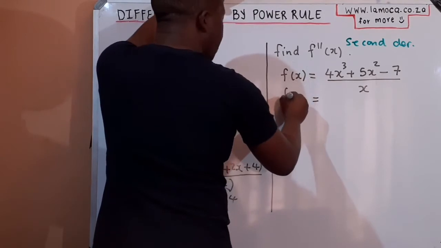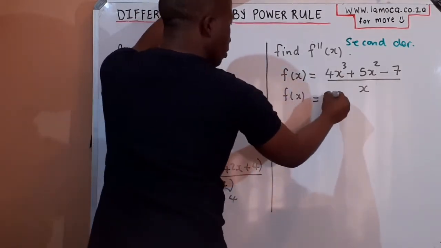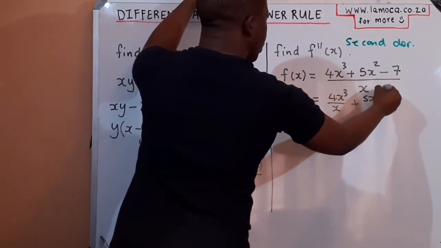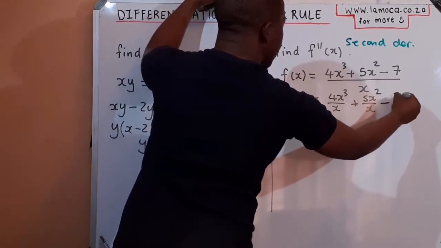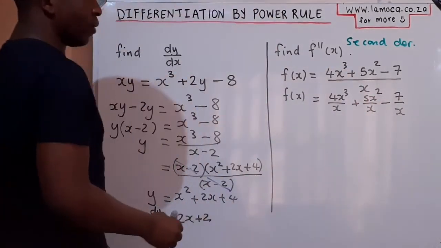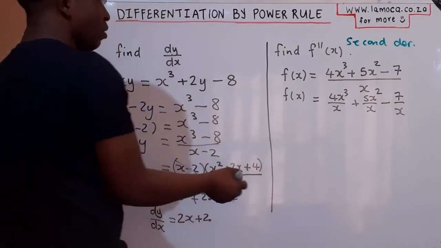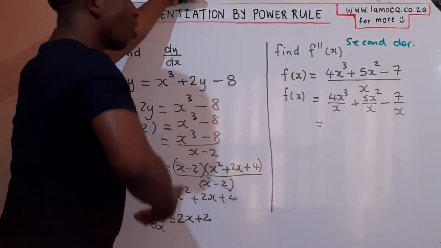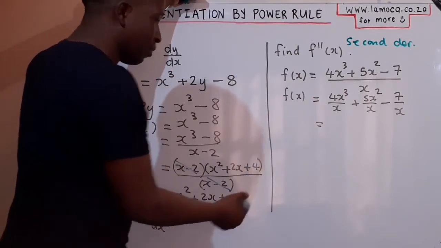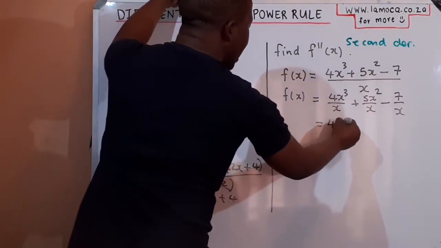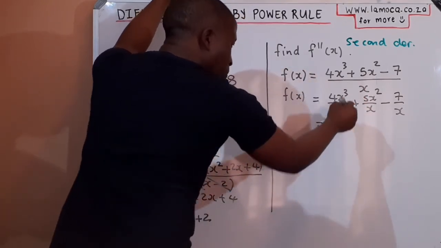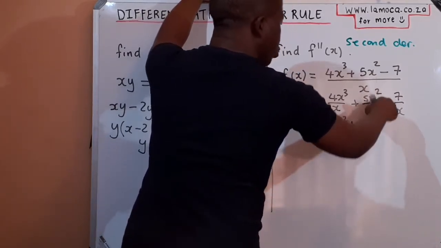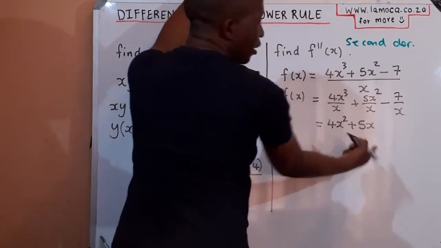So my f of x is equal to 4x cubed divided by x plus 5x squared divided by x minus 7 divided by x. That's what I'm doing: divide everyone by what you have in the denominator. When you do that, we now have x cubed divided by x. According to the laws of exponents, when you're dividing the same bases, you subtract the exponents. So on the first one, I'm going to have 4x to the power of 3 minus 1, which gives you a 2. On this one, I have 5x to the power of top exponent minus bottom exponent, 2 minus 1 is 1, so I'm going to have 5x.